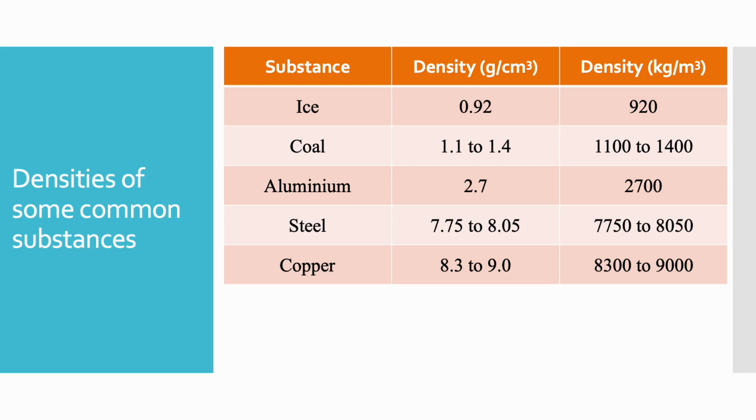Aluminium, a light but strong metal, has a density of 2.7 gram per centimeter cube or 2700 kilogram per meter cube. Steel, much denser and heavier, ranges from 7.75 to 8.05 gram per centimeter cube, which is about 7750 to 8050 kilogram per meter cube. And copper, another common metal used in wiring and coins, has a density of between 8.3 and 9 gram per centimeter cube. So that is up to 9000 kilogram per meter cube.